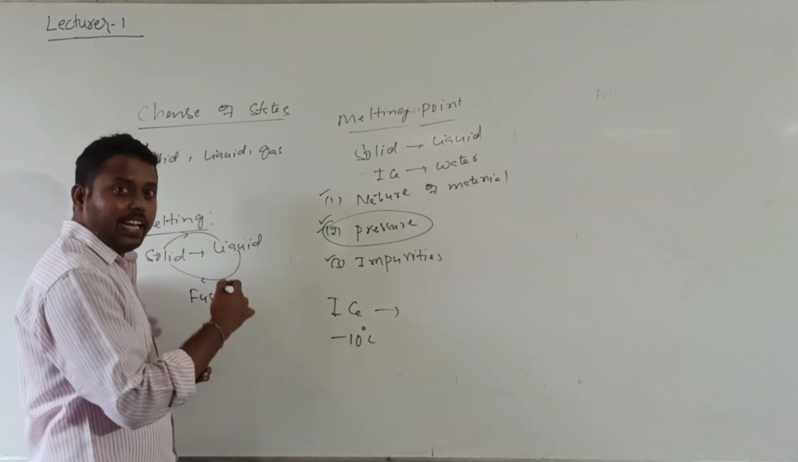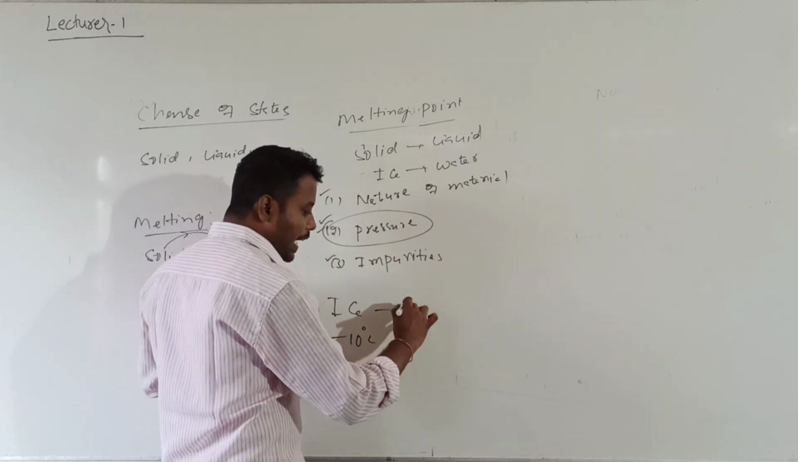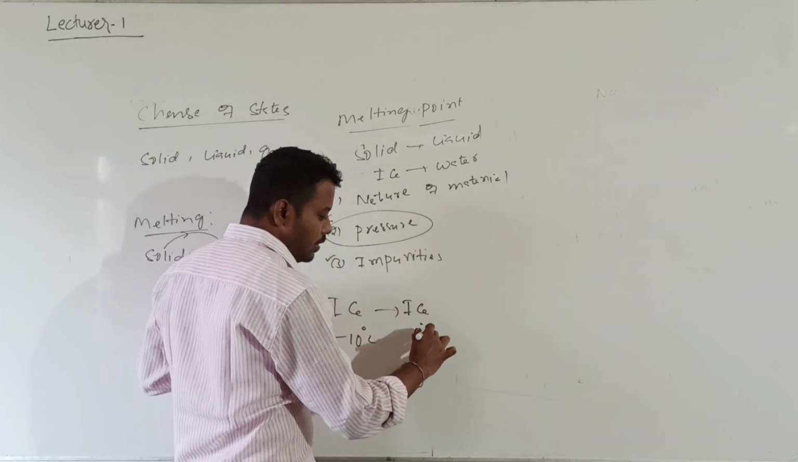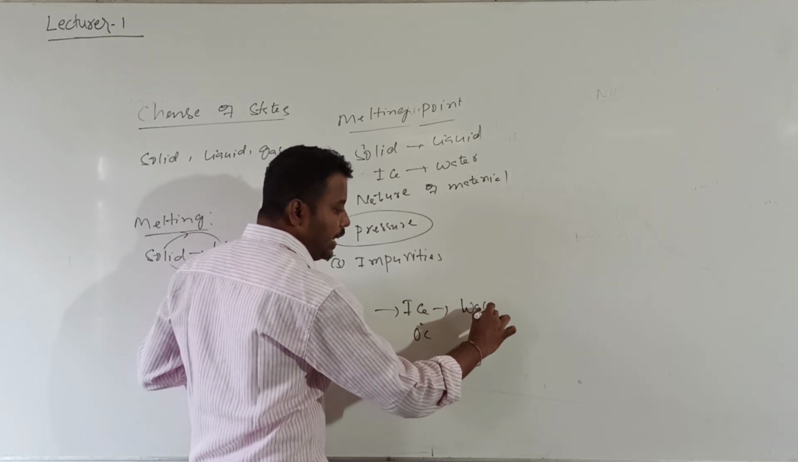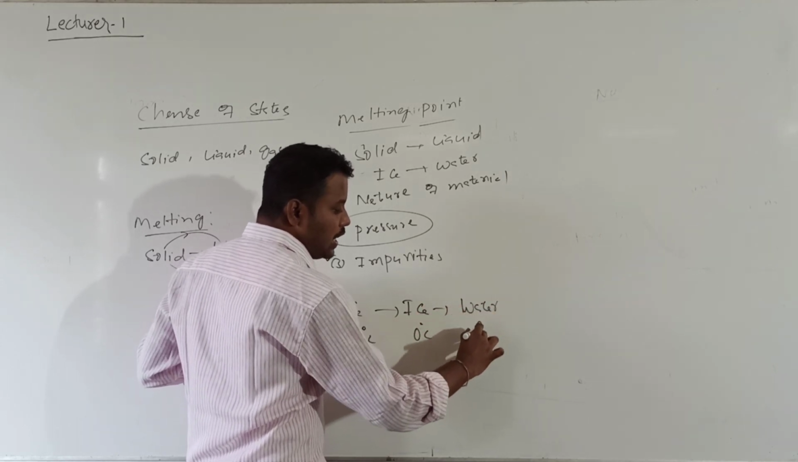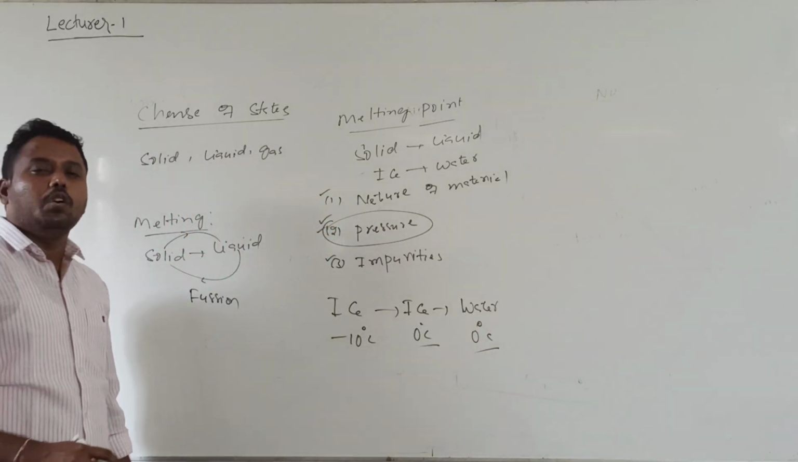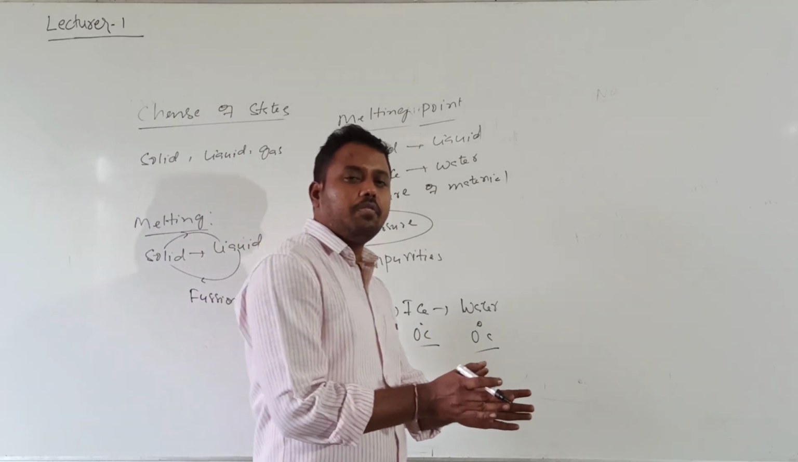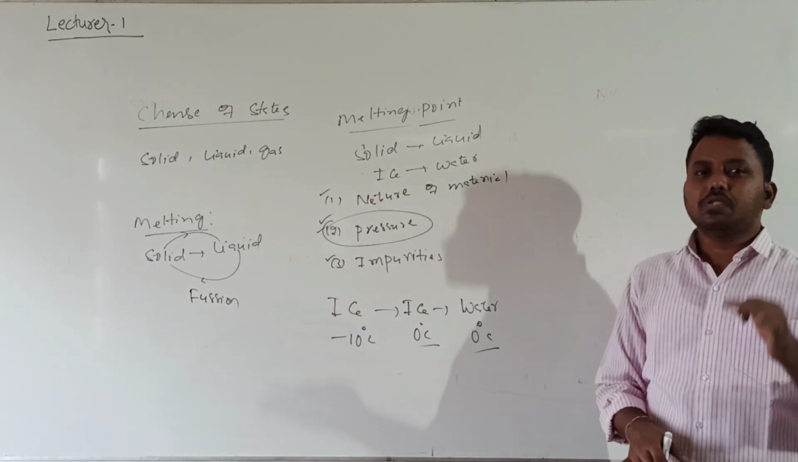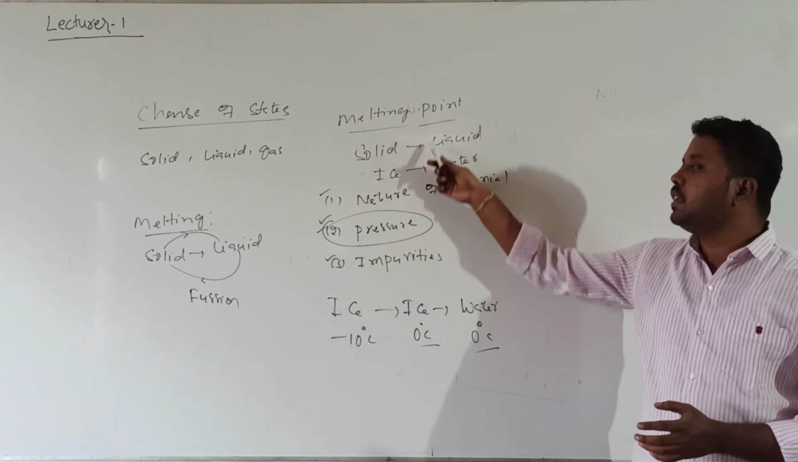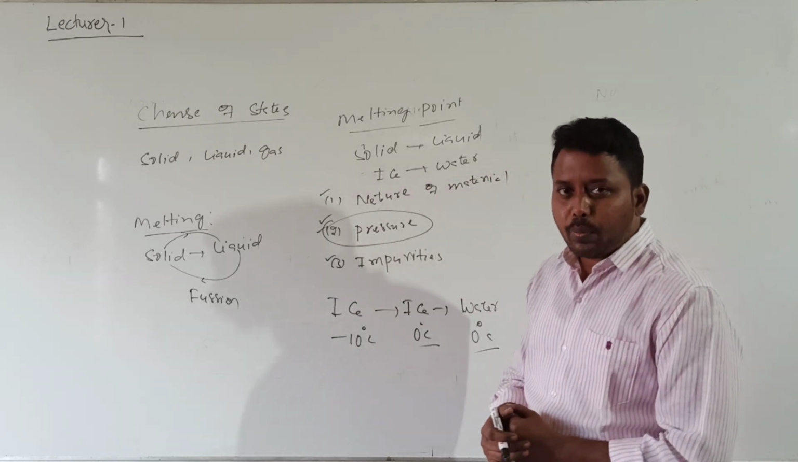When it starts heating, the temperature of the ice will keep on increasing. Then the ice will convert at 0 degrees. When you supply heat, that ice will melt into water. What is the initial temperature of the water? 0 degrees. What I want to tell is, whenever a substance changes state from solid to liquid, the temperature will remain constant. The melting point temperature will remain constant whenever a solid is converting into liquid.